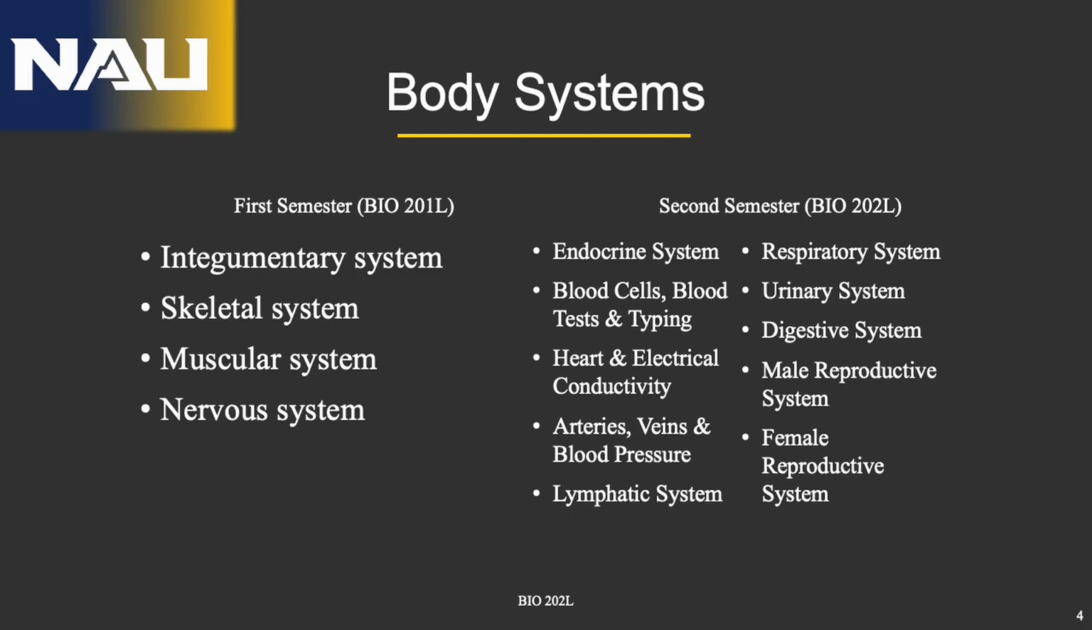In the second semester, we talk about a few more body systems, but not to the intense degree as the ones in the first semester. So we talk about the endocrine system, the blood, the heart, the arteries, the veins, the lymphatic system, the respiratory system, the urinary system, digestive system, and the male and female reproductive systems.